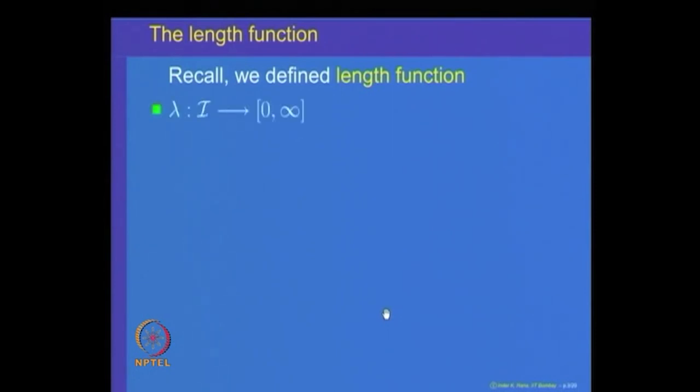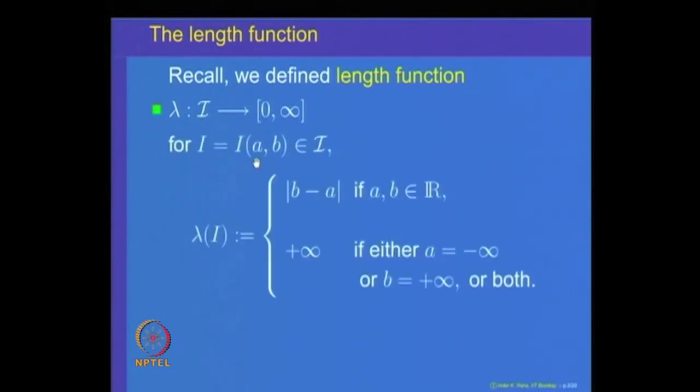The length function was defined on the class of all intervals, that is I, and to every interval with end points A and B, normally we will write the left end point A first and right end point B later. For an interval with end points A and B, its length lambda of I we defined as the absolute value of B minus A if A and B are real numbers, and in case either of them is plus infinity or minus infinity, we will define the length to be equal to infinity. So, for all finite intervals, the length is the usual concept of the difference between the values of the endpoints, that is absolute value of B minus A, and plus infinity if the interval is infinite.